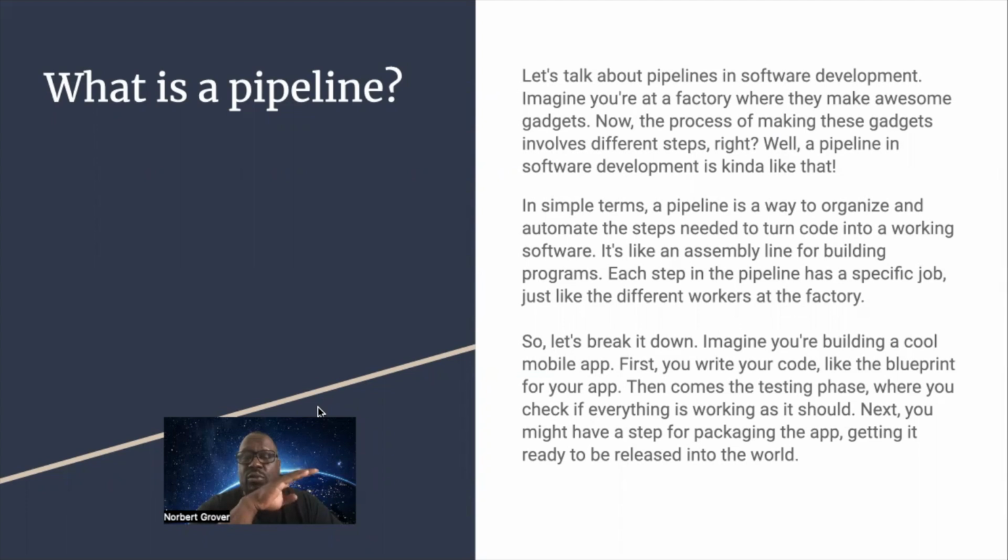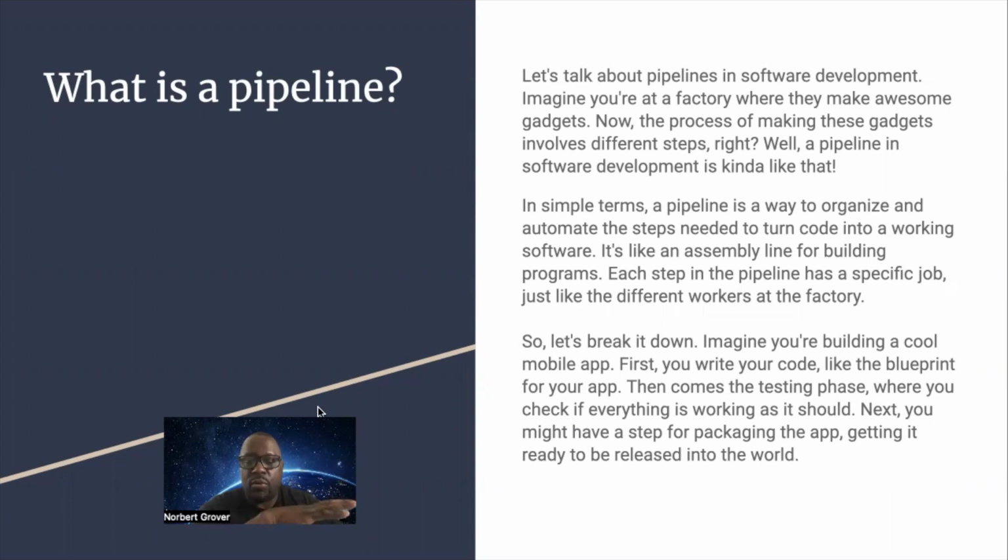Imagine you're at a factory where they make awesome gadgets. Now, the process of making these gadgets involves different steps, right? Well, a pipeline in software development is kind of like that. In simple terms, a pipeline is a way to organize and automate the steps needed to turn code into working software. It's like an assembly line for building programs. Each step in the pipeline has a specific job, just like the different workers at a factory. So, let's break it down.